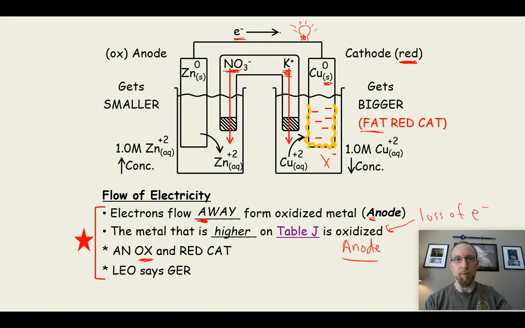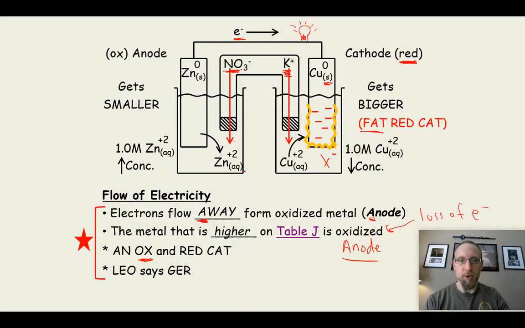Electrons always flow away from the anode. I know who my cathode is, which is always the site of reduction. So now I know who's oxidized, who's reduced, who's the anode, who's the cathode, and which way electrons are flowing. And all that came from just looking at table J first, right?